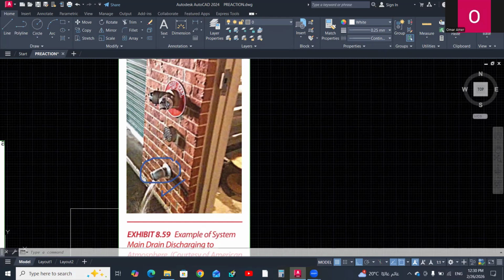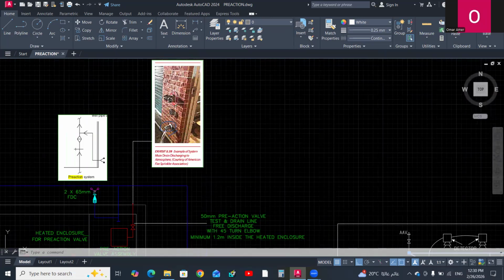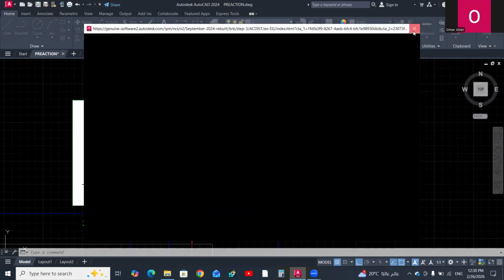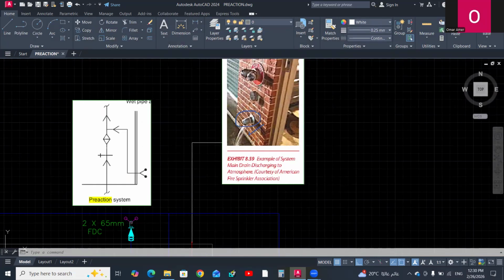This is the fire department connection with a check valve connected to the main pipe supplying this valve. And this is its diagram: main isolation valve, check valve, and another check valve after the pre-action valve. The purpose of this check valve is to prevent any water from flowing back into the main network.